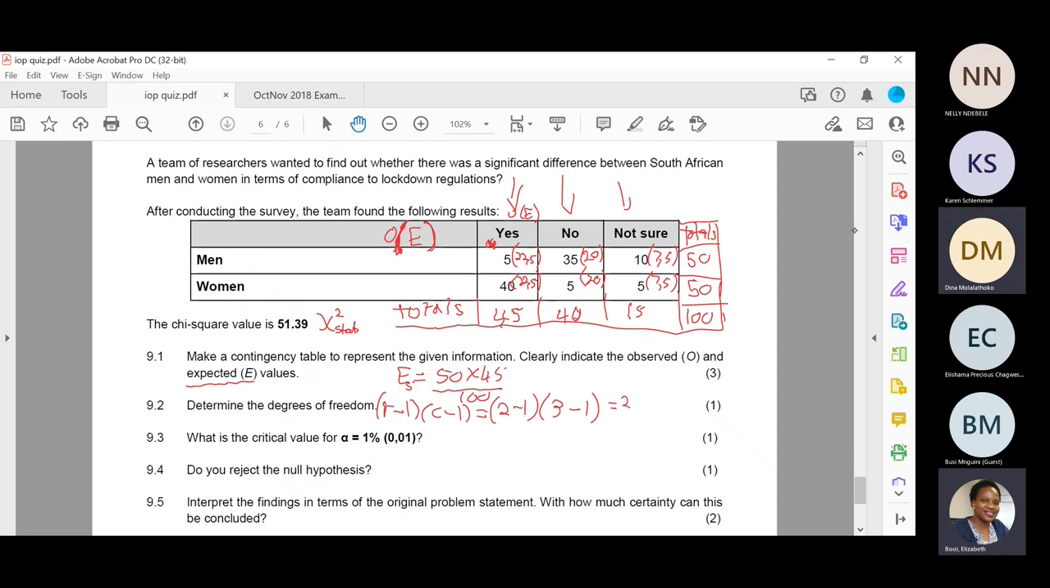Two minus one, it cannot be two. One. It's one. And three minus one is two. I'm already giving you the answer, which is equal to two. And that is for 1 mark.